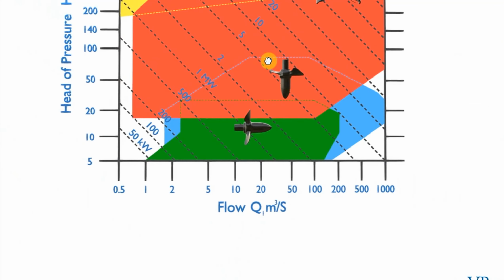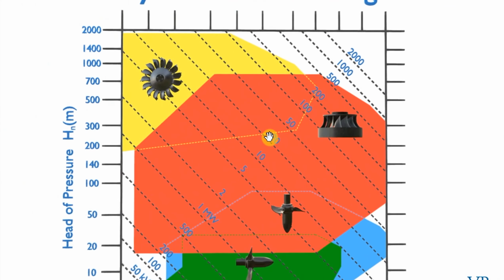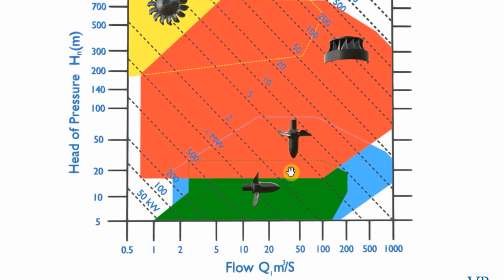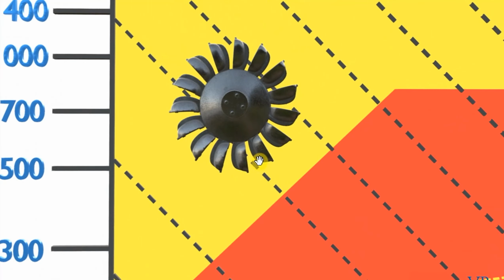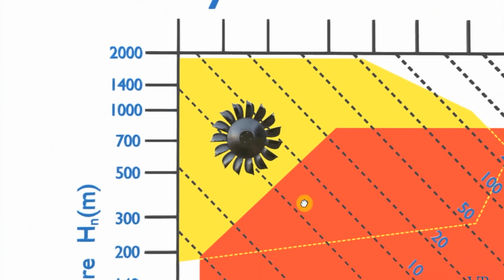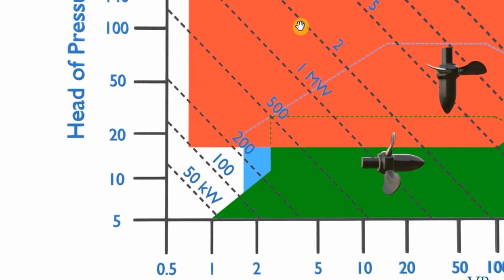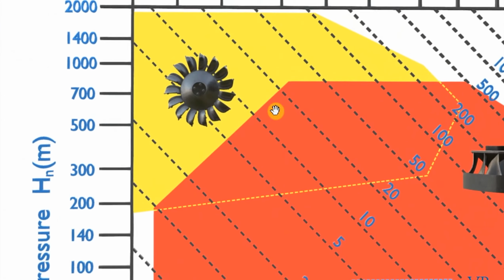Notice though that other turbine runners are not happy operating on the lower end of the graph. This particular turbine, the Pelton turbine, does not want to be operating with a low head. It simply does not work. Pelton runners operate with low flow and high heads.